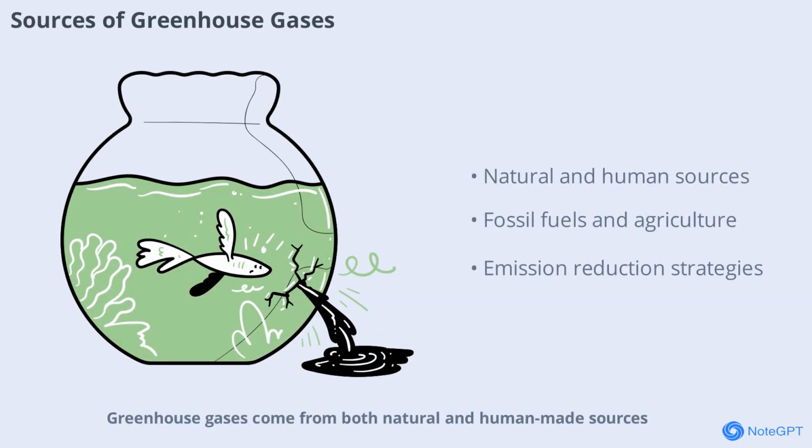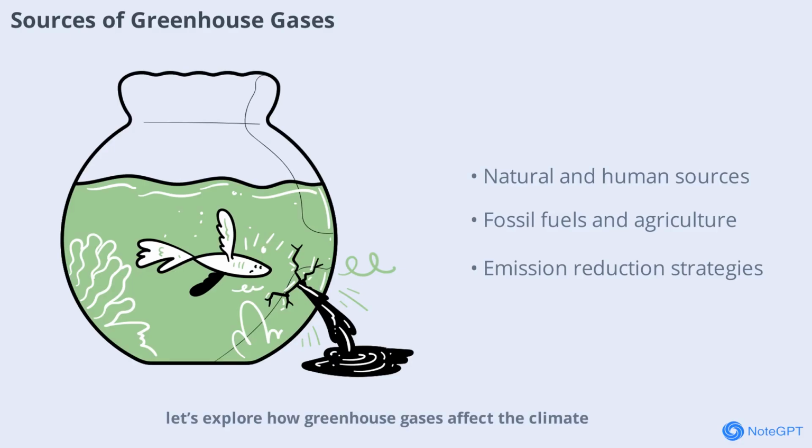Greenhouse gases come from both natural and human-made sources. Natural sources include volcanic eruptions, respiration, and decomposition. Human sources are mainly from burning fossil fuels for energy, industrial processes, agriculture, and land use changes like deforestation. For example, cars and power plants emit carbon dioxide, while livestock farming releases methane. By identifying these sources, we can target efforts to reduce emissions and slow global warming.